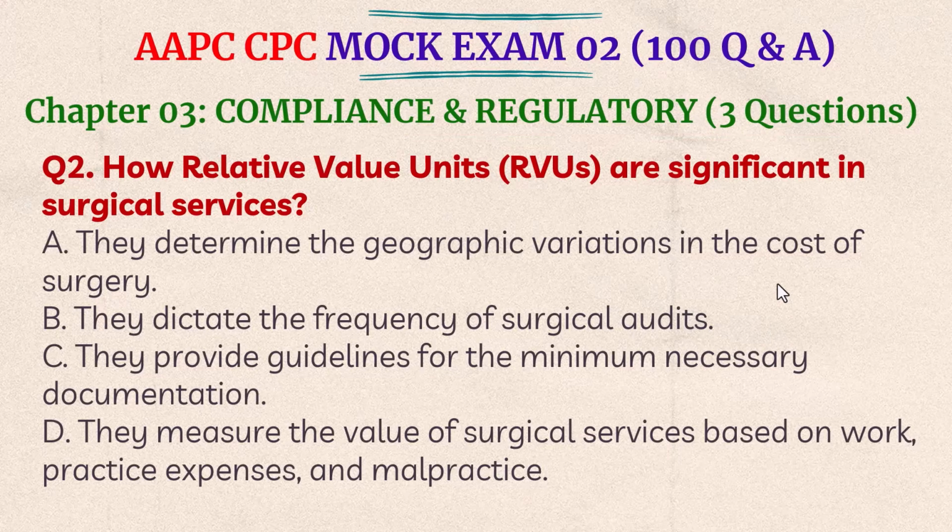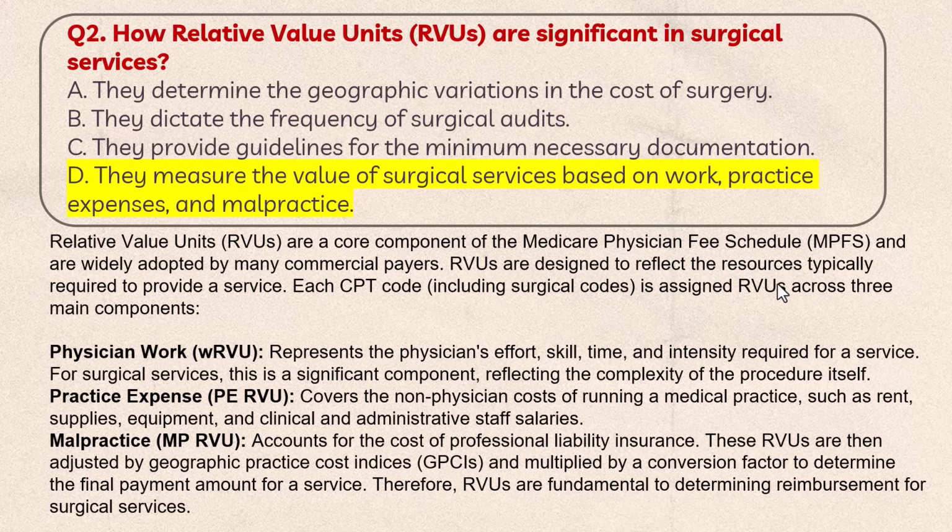Question number 2. How are relative value units, RVUs, significant in surgical services? A. They determine the geographic variations in the cost of surgery. B. They dictate the frequency of surgical audits. C. They provide guidelines for minimum necessary documentation. D. They measure the value of surgical services based on work, practice expenses, and malpractice. So find the answer. The correct answer is D. That is, RVUs measure the value of surgical services based on work, practice expenses, and malpractice. The RVUs are a core component of Medicare physician fee schedules.